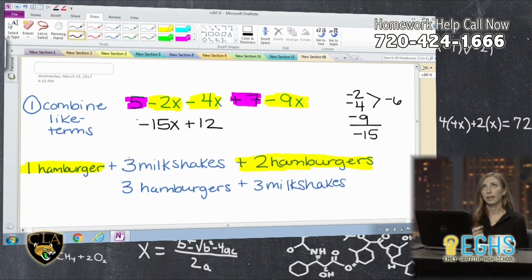Another misunderstanding is a lot of times I see students try to put these 2 together, negative 15 and 12. But again, these are my milkshakes and hamburgers. We don't want any hamburger milkshakes. That's gross. Although it could be delicious.